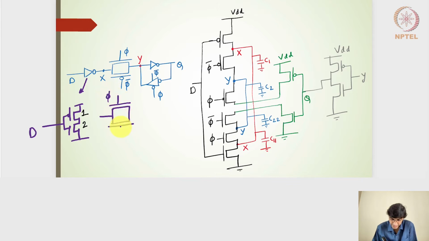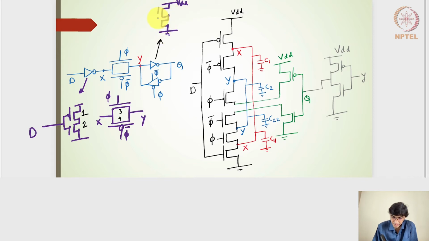So this is phi and this is phi bar. And let me say that this is the node X and this is the node Y. Let me also write the numbers 3 and 4 here. So the NMOS is transistor 3 and the 4th is the PMOS transistor. And then I have this particular inverter, so I'll also draw this inverter. This is VDD and this is ground. Let's say that these transistors are transistor number 5 and 6. And we have this tri-state inverter, so let me draw the tri-state inverter.